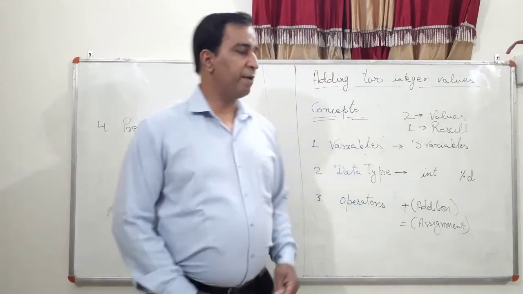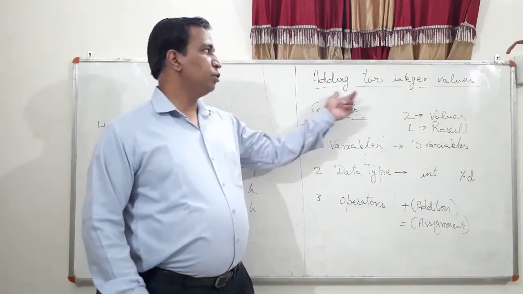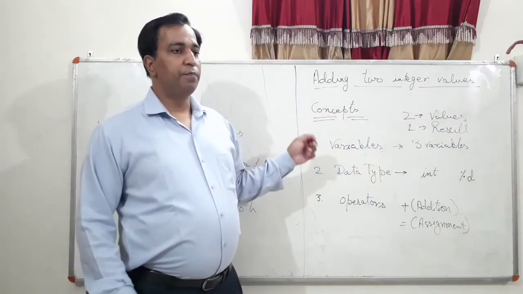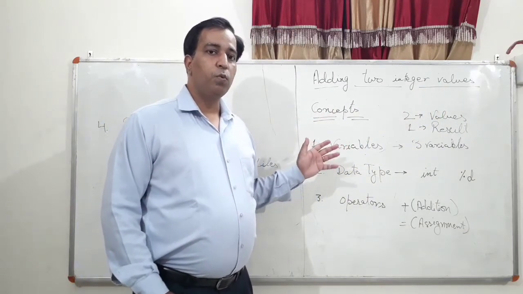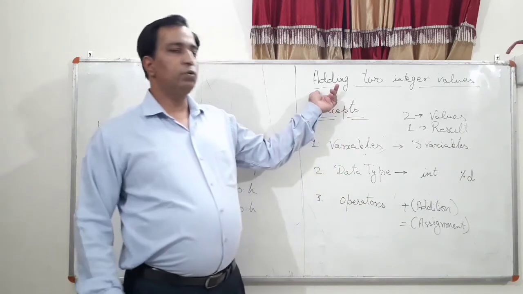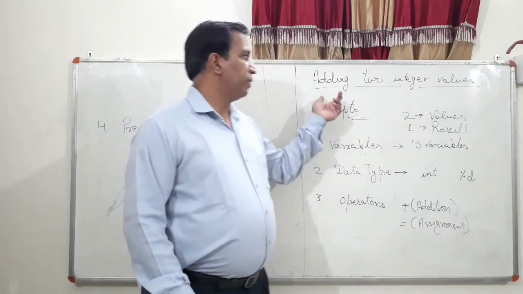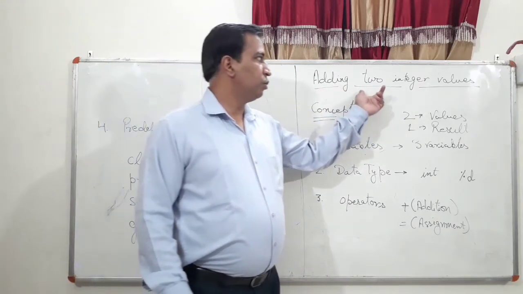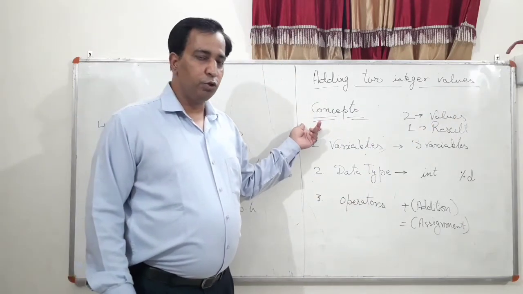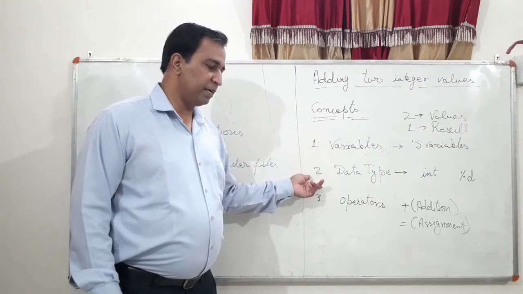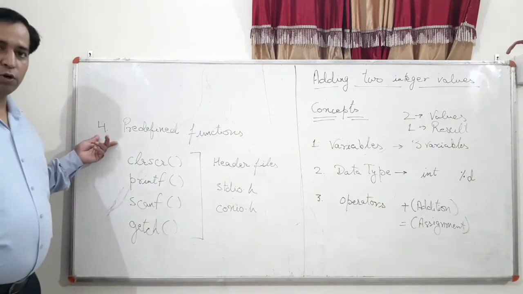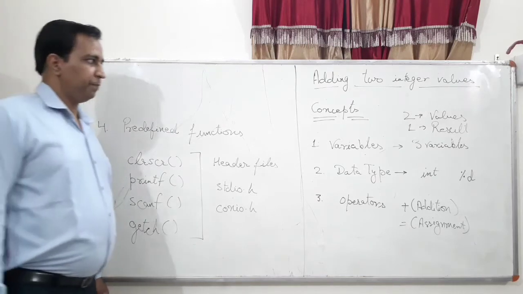Now today's program that we are going to learn is adding two integer variables. How to make a program, and before making it, what is the rough work we need to do to solve the problem? First of all, we need to see the problem carefully. What we need to do is add two integer values, right? The concepts we are going to use are variables, data types, operators, and some predefined functions to make this program.